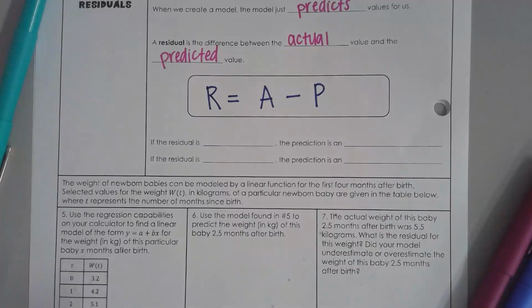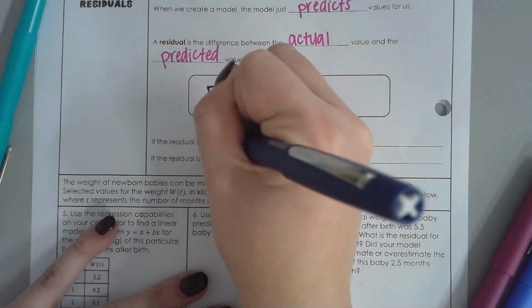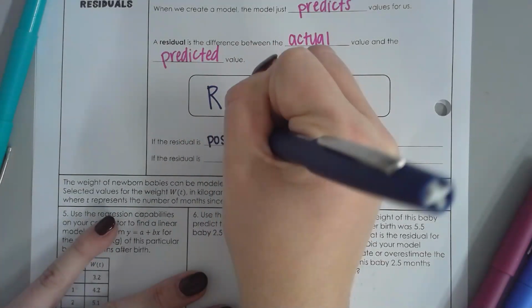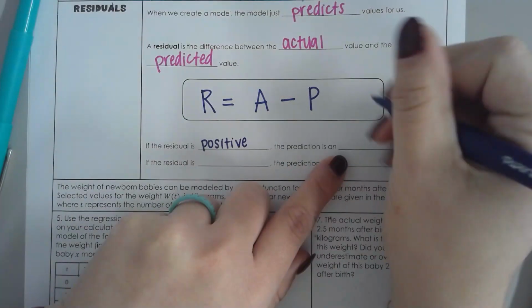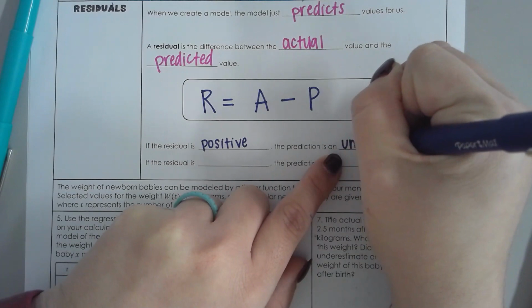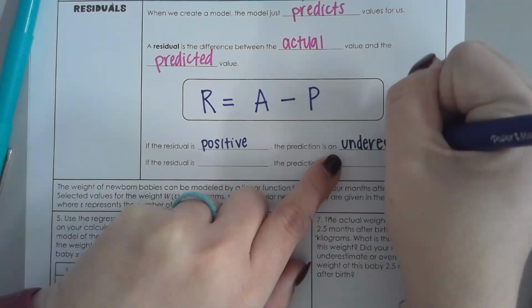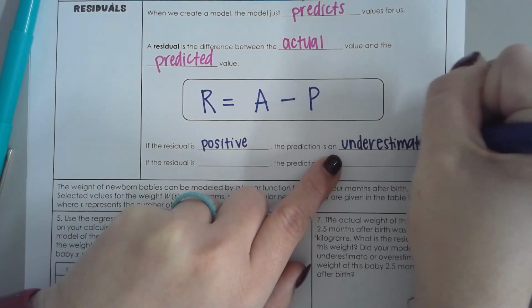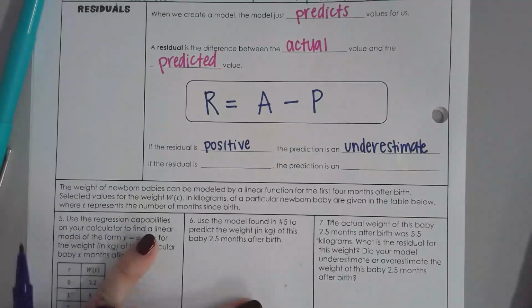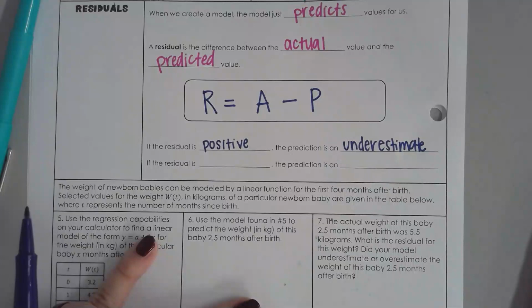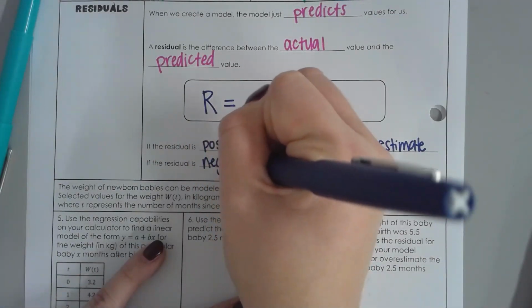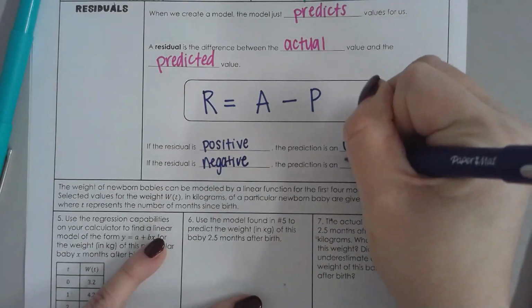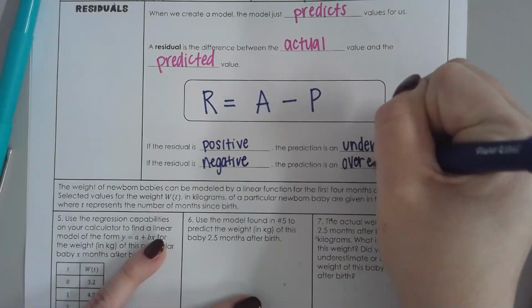If the residual is positive, the prediction is an underestimate. If the residual is negative, the prediction is an overestimate.